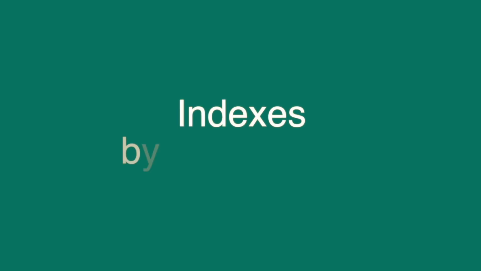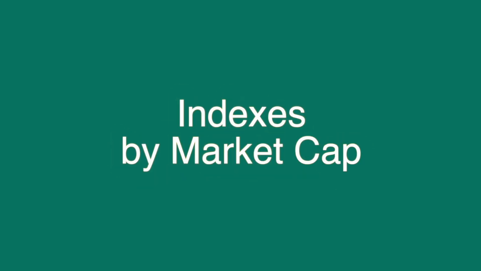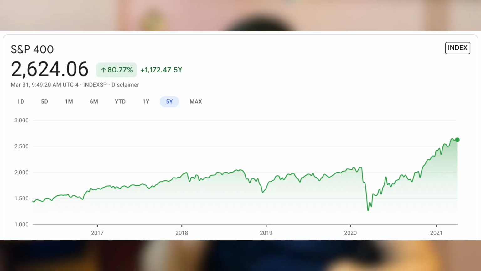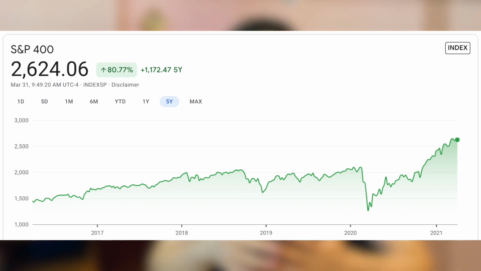There are also indexes by market caps. Technically, the S&P 500 is a part of a total market index known as the S&P 1500. The S&P 500 is the large cap portion, but other segments are the S&P Mid Cap 400. This index tracks the middle of the market. As of this video, eligibility is restricted to stocks with market caps between $1.6 billion and $6.8 billion.